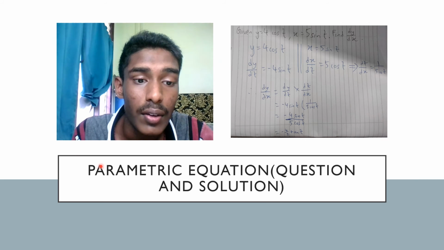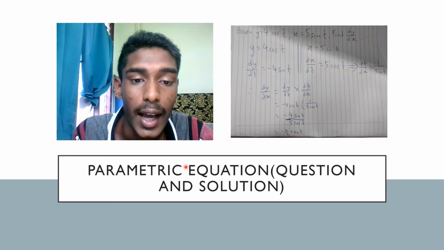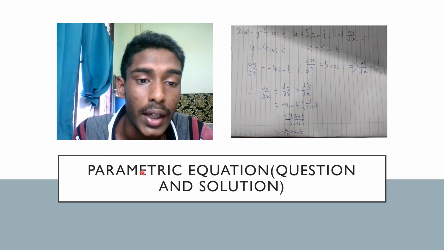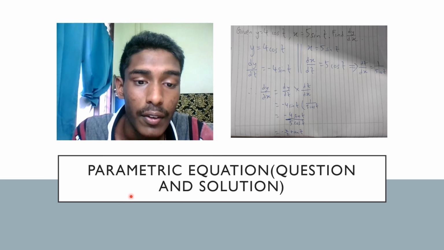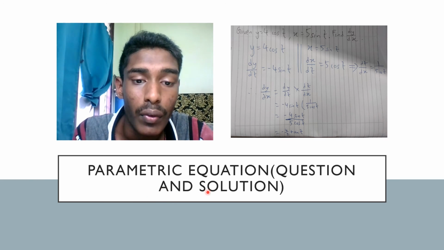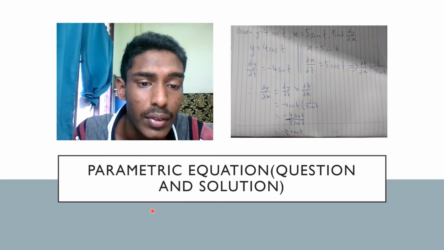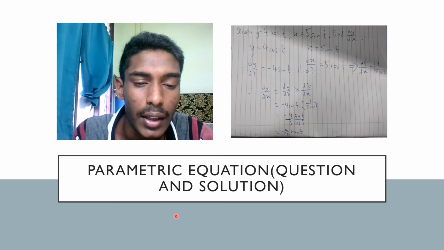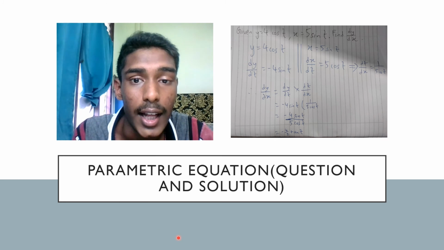So the final step, to find the gradient: dy/dx equals dy/dt times dt/dx. So we cancel dt, you get dy/dx equals -4 sin t times 1 over 5 cos t. Don't forget to put the bracket here. So -4 sin t over 5 cos t. Your final answer is -4/5 tan t. That's all.